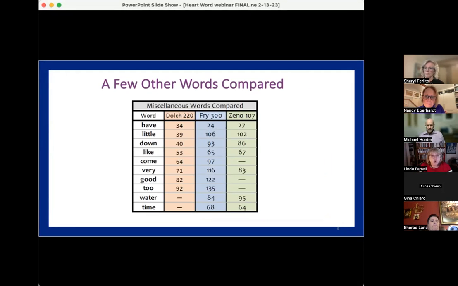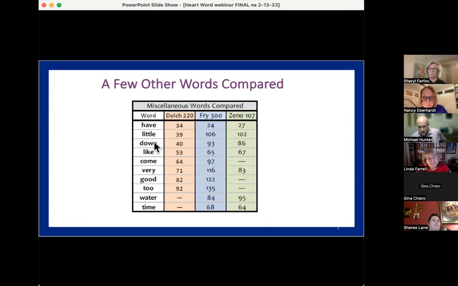I'd like to look at a few other words and compare them, just because I want to show you how other words compare. It's 34 on the Dolch list, 24 on Fry, 27. Little, a huge word for us when we teach kindergarten through second grade, is 39 on the Dolch list because you see little in many texts in pre-primer text, in primer to grade 3 texts, but it's 106 and 102 on the Zeno list because that word doesn't occur nearly so often in the more upper grade texts.